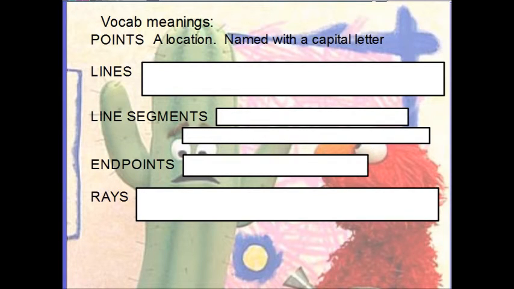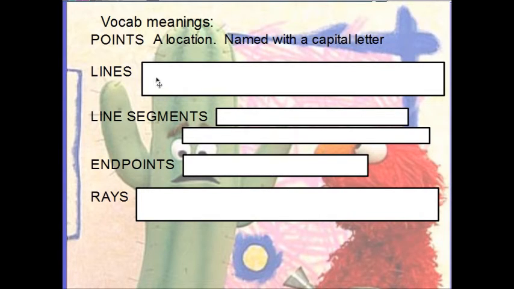Our first vocab word we need to write down is points. Now, points are a location, and they're named with a single capital letter. We need to make sure we copy that down. Now, at any point in time, if you need to press pause for this video, please do so. I don't want to hurry you.